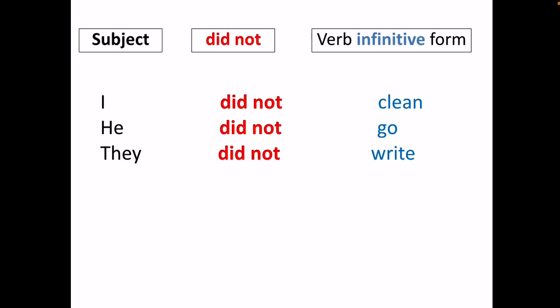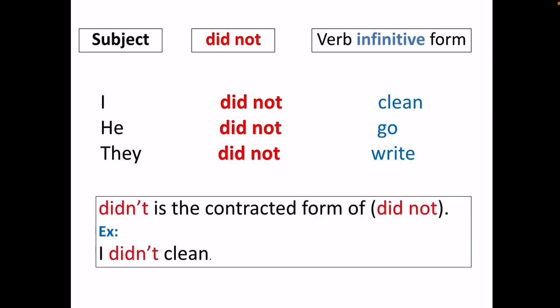Okay? Now, didn't is the contracted form for did not. We shorten did not to didn't. For example, I didn't clean. Both of them are correct. If you write didn't or did not, both of them are very fine and correct.